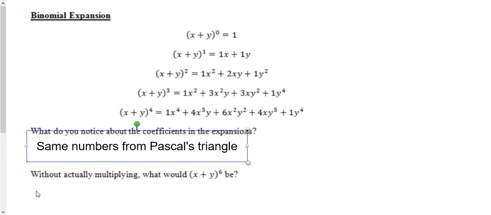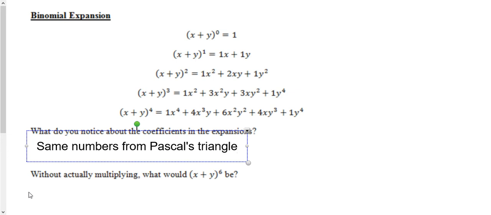Well, let's use Pascal's triangle to solve this. We have 6 up top there, and what I'm looking at is if I'm exponent 6, that's going to be my sum. I want that 2 exponent 6 sum. So how do we do that? That's really row 7, by the way.